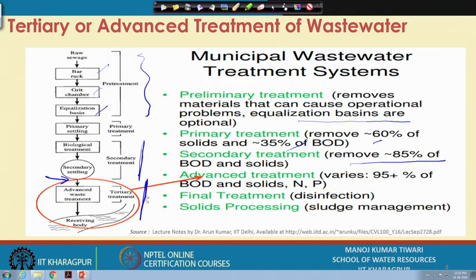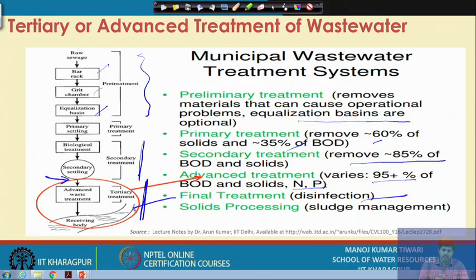In this advanced or tertiary level of wastewater treatment, the removal is of the order of 95% plus for BOD and solids, and for various nutrients as well. And then we can go for disinfection. Many times, in fact, disinfection is also considered as a component of advanced treatment.